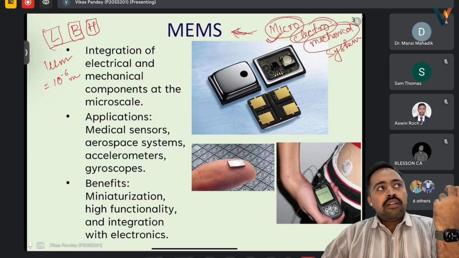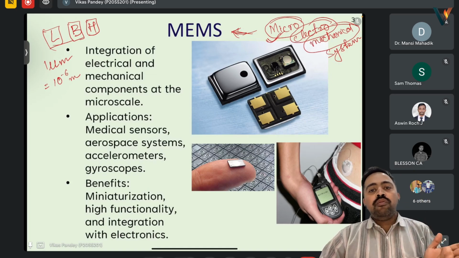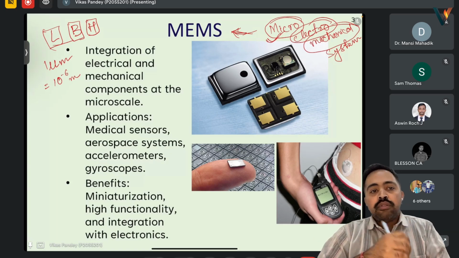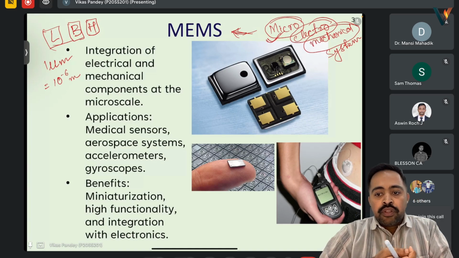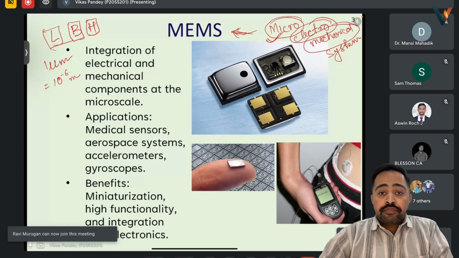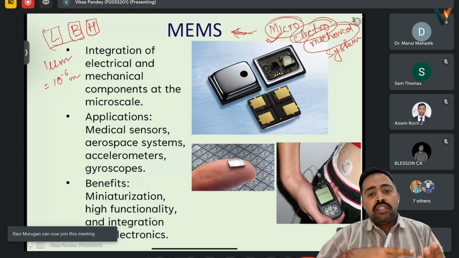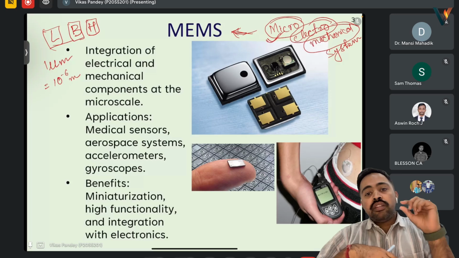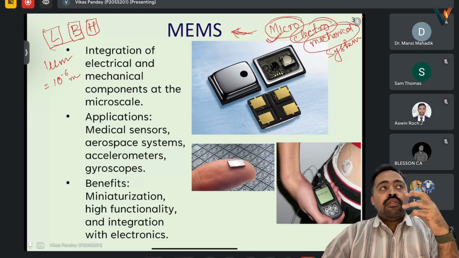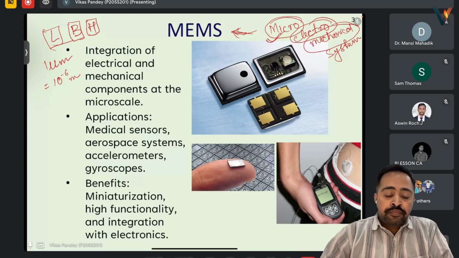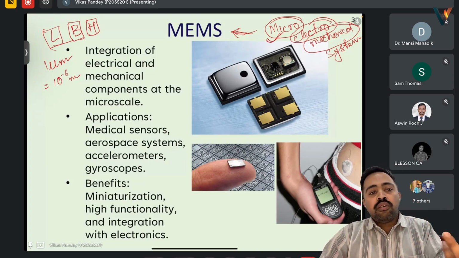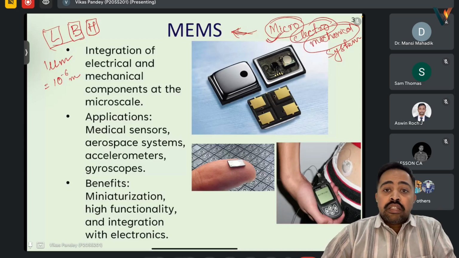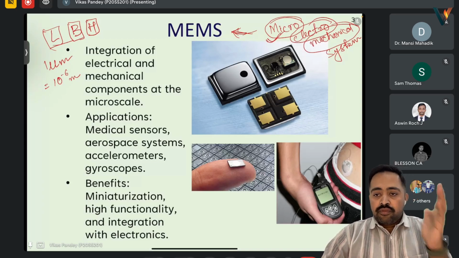When we go further into nanotechnology, there we say that at least one dimension should be in the nanometer range. Similarly, for devices which have at least one dimension in the micrometer range, they might have a thickness, length, width or height in the micrometer range, or all three of them. Such devices will be part of MEMS.